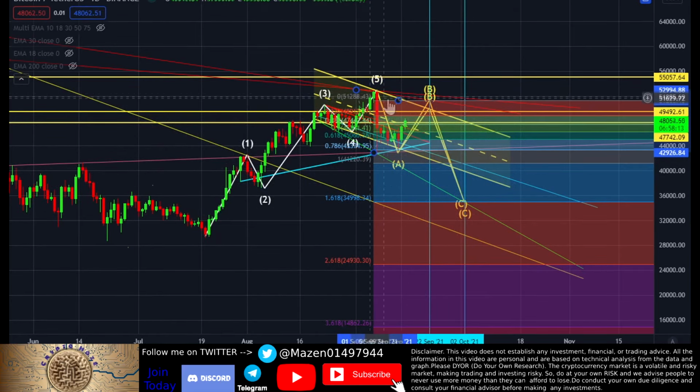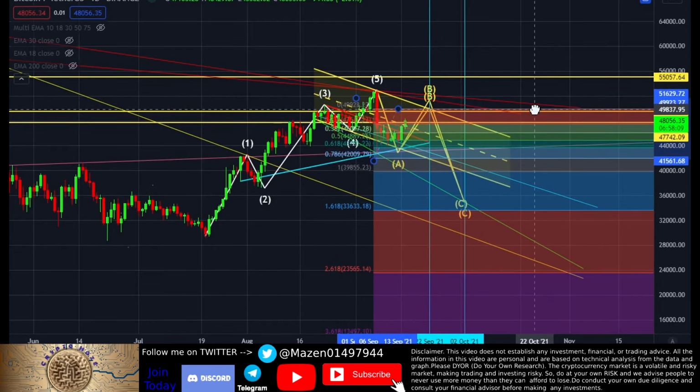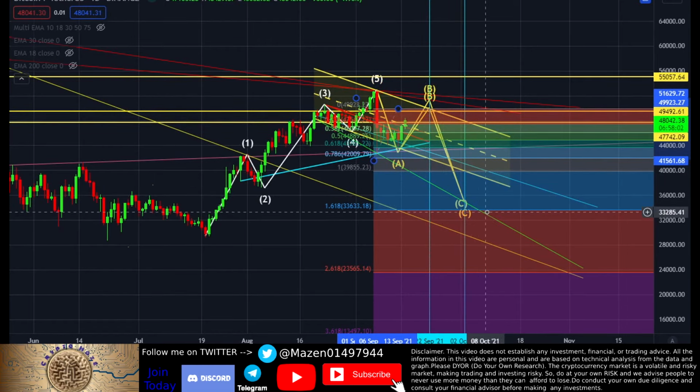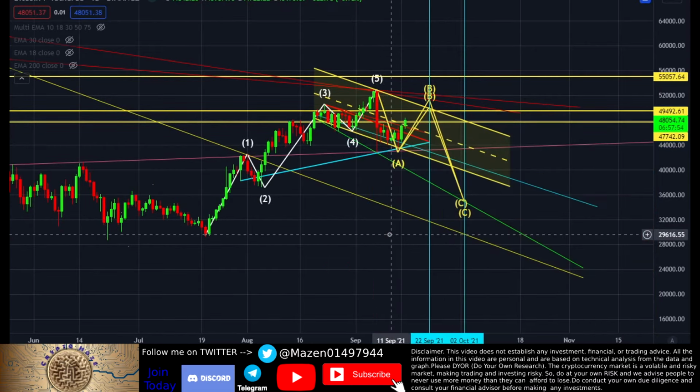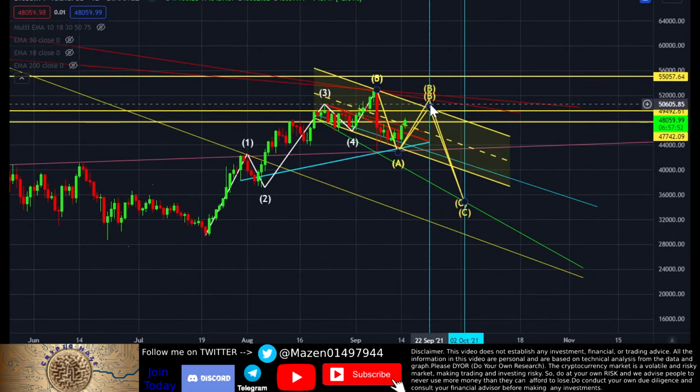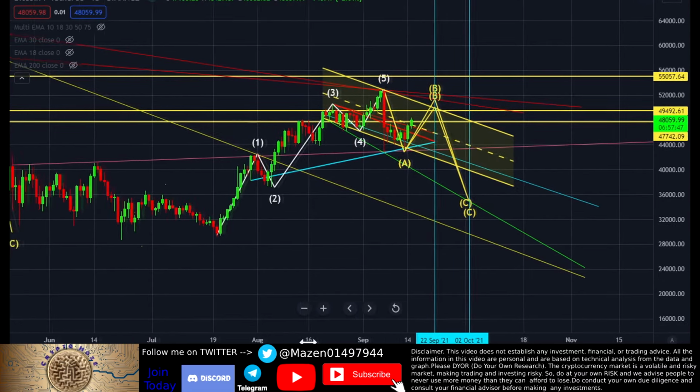And if wave B actually takes us to 50k, which is around this region right here, which is also the top of our parallel channel, our yellow parallel channel, then wave C could take us to as low as 33.6k region. So this 35 to 33k region is what Bitcoin will probably do next if it does form this lower high, and if this ABC wave correction is validated.